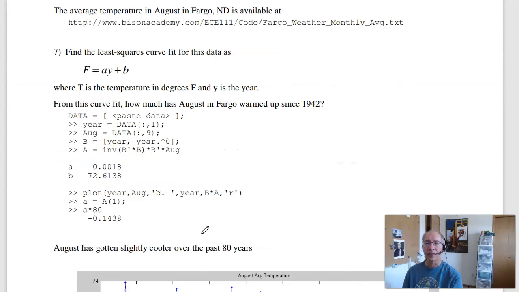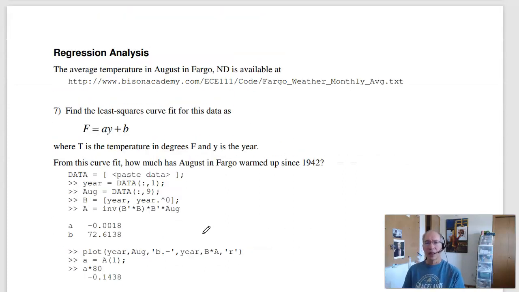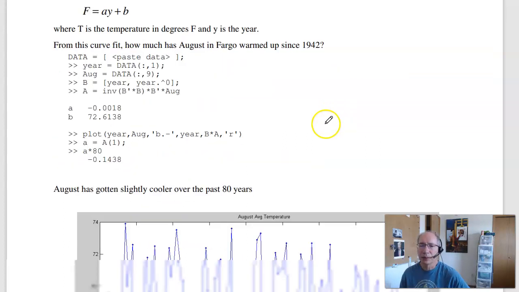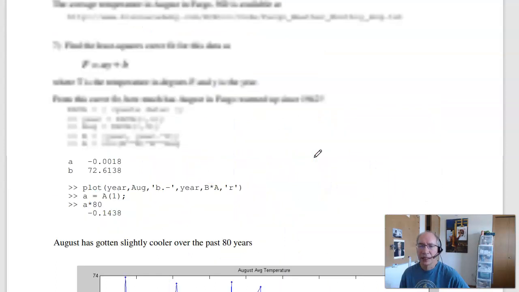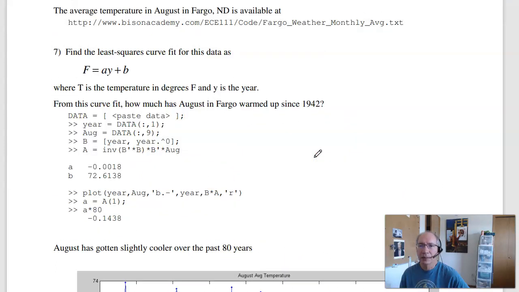Problem 7 looks at regression. If you go to Hector Airport, they've got the average temperature in Fargo since 1942. That's what it looks like. Take the month of August. Do a linear curve fit. Is August getting warmer or colder?